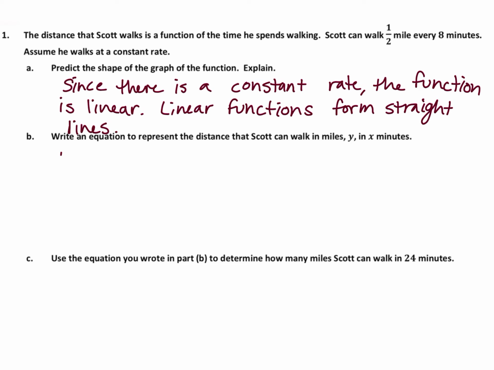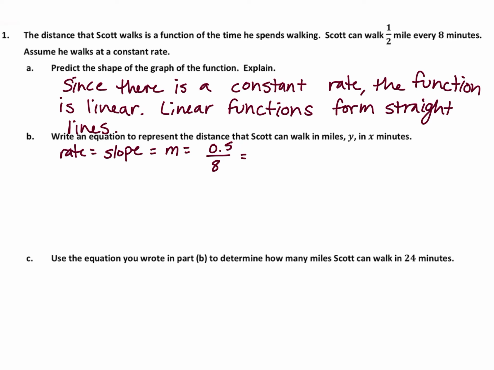So first we need to figure out his rate, which is also known as the slope. And in our equation, it's using the letter m to represent slope. So for rates, we do the distance over the time. He walks a half a mile, which is the distance, in 8 minutes, which is our time.